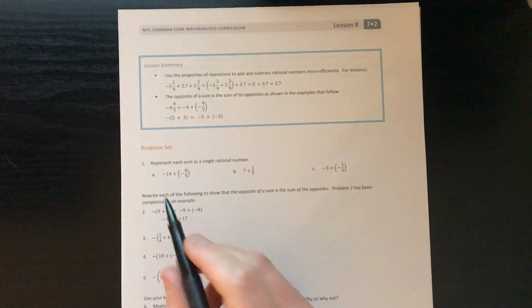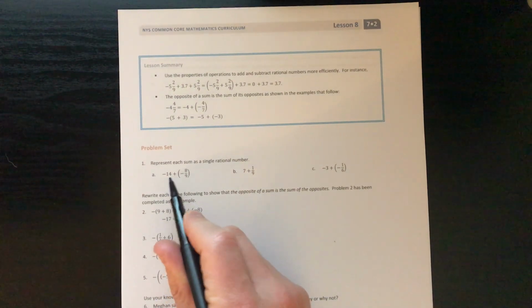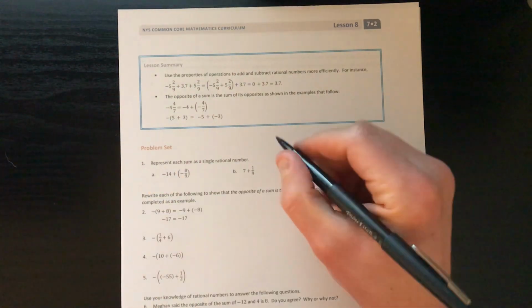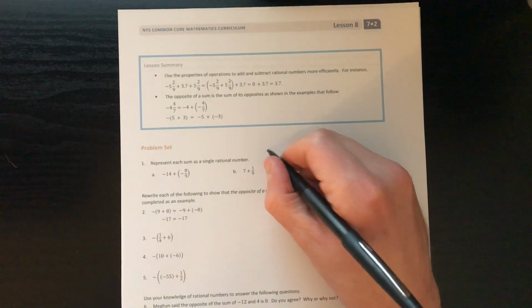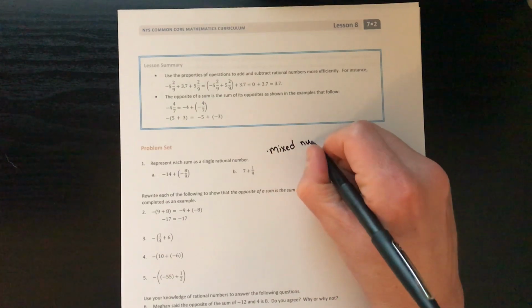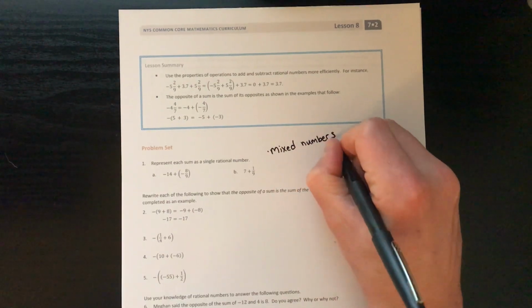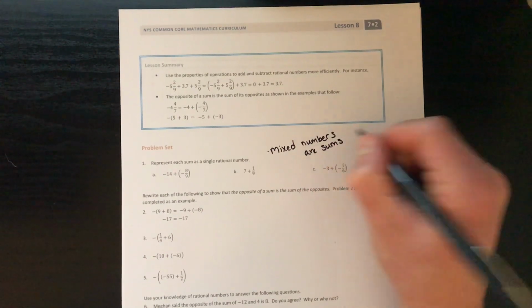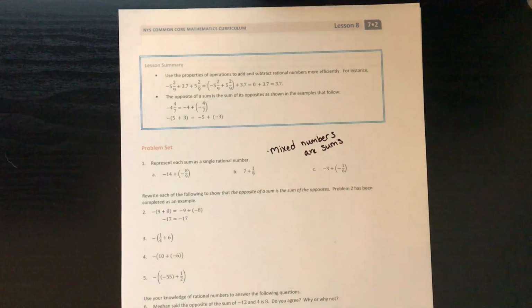So this says negative 14 plus negative 8/9. Well, in this lesson, we learned that mixed numbers are sums. And so what that means is mixed numbers can be broken up into two parts, their integer or whole number part and their fractional part.